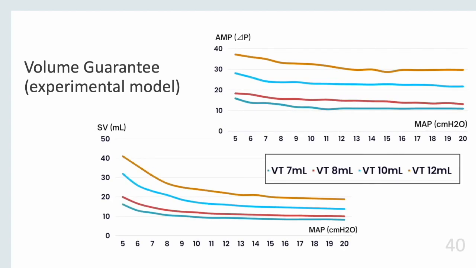Here is a different method to observe the changes in pressure during volume guarantee. The graph on the top shows how much pressure was needed to attain the set tidal volume. The higher the MAP, the lower the amplitude, which means that the ventilation volume can be maintained at a lower pressure. The graph on the bottom shows the relation between stroke volume and MAP. As with amplitude, it has been shown that the higher the MAP, the less stroke volume is required to create tidal volume.